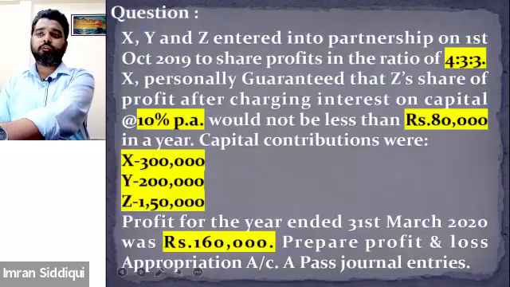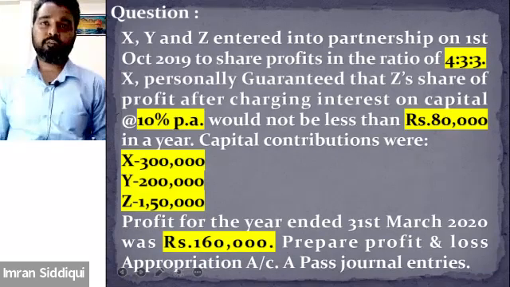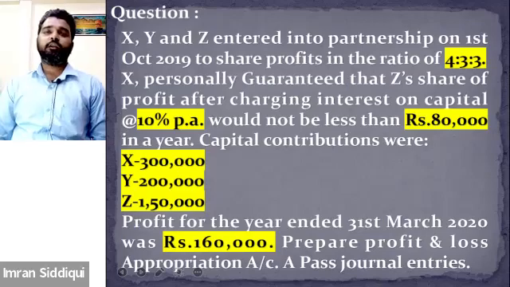Question number 39. I forgot to put the question number here, but this is question number 39 anyways. Let's read it once. It is written in the question that X, Y, and Z entered into partnership on 1st of October 2019. The date is very important.